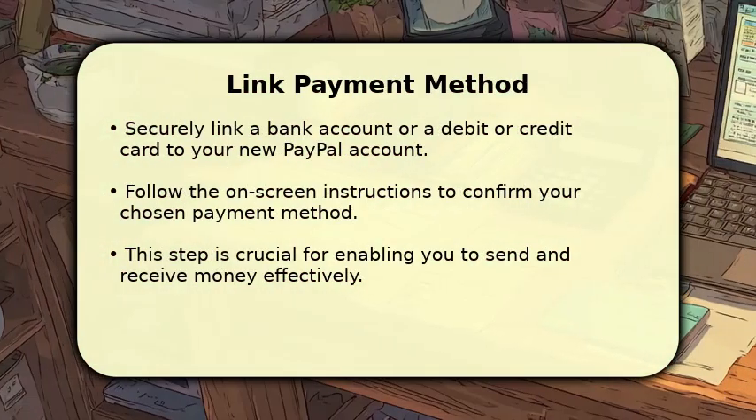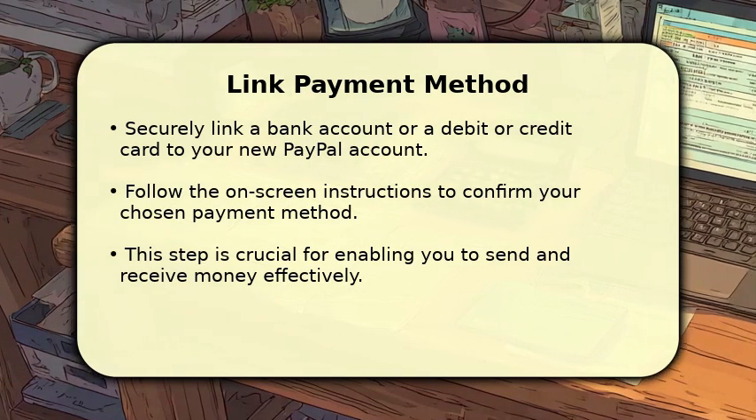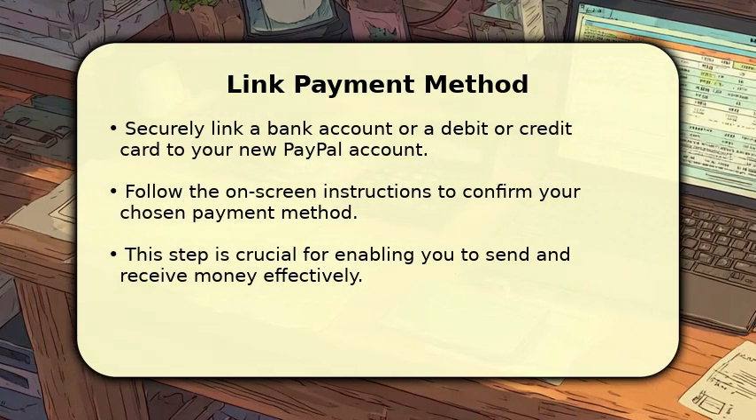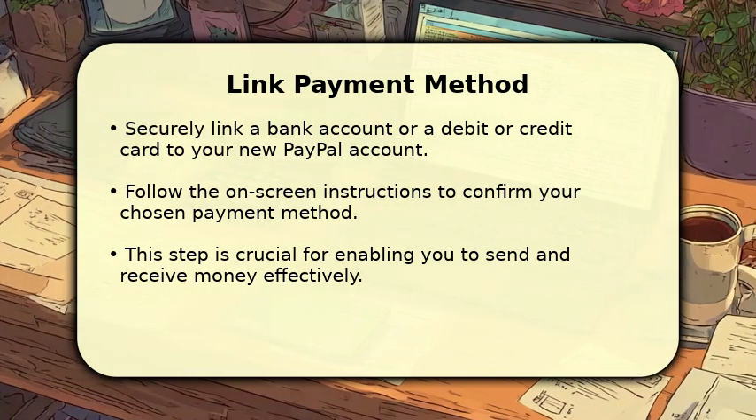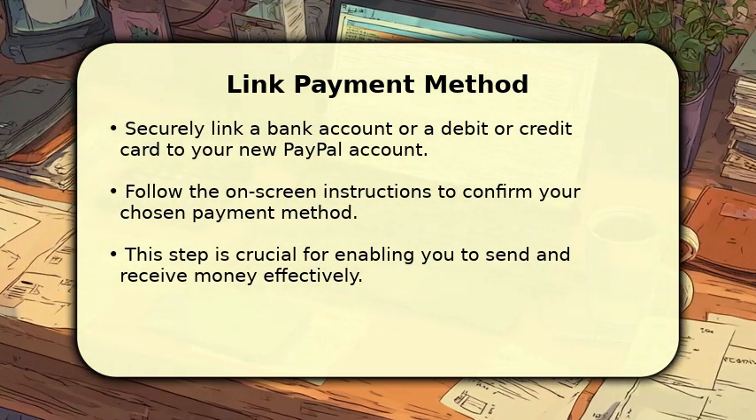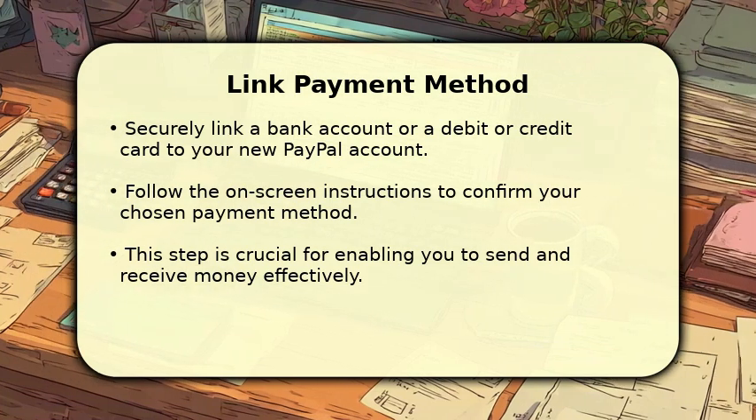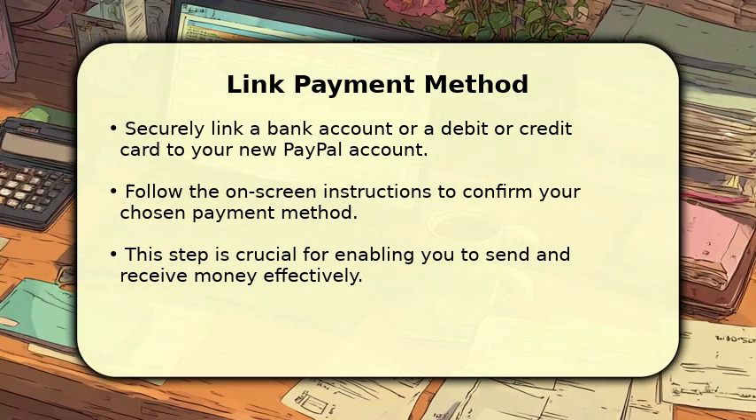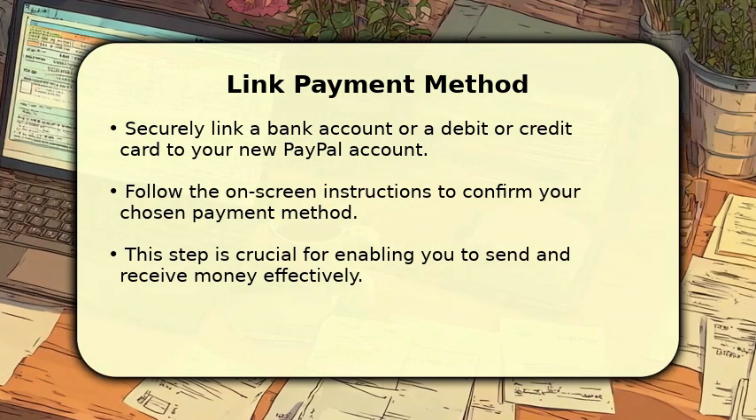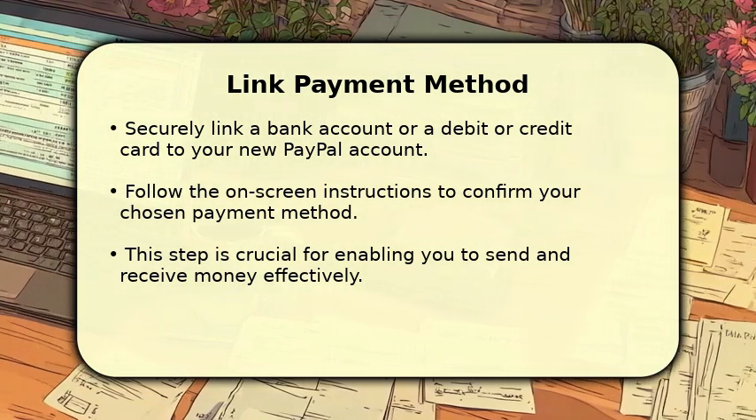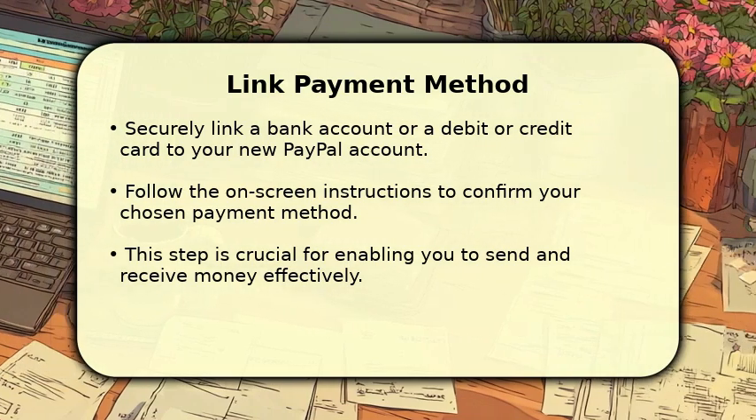To fully activate your account and enable transactions, you'll need to link a payment method. You have the option to connect either a bank account or a debit or credit card. Follow the clear on-screen instructions to securely add your chosen method. This crucial step allows you to send money, receive payments, and make online purchases with ease and confidence.